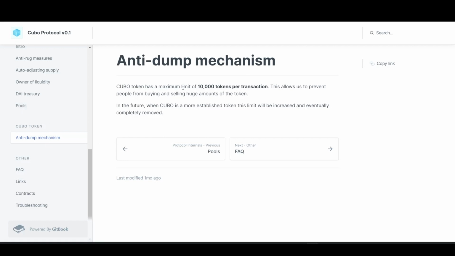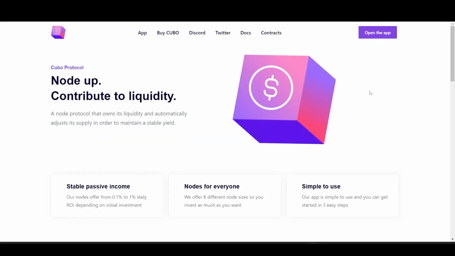CUBO token has a maximum limit of 10,000 tokens per transaction. This allows us to prevent people from buying and selling huge amounts of the token. In the future, when CUBO is a more established token, this limit will be increased and eventually completely removed. And those are some of the key features of CUBO.